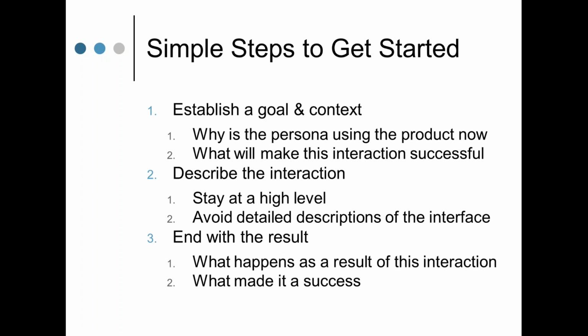So there are some simple steps to get started. The first thing is to establish a goal and context. So why is the persona using your product now? What will make this interaction successful? And even what will make it unsuccessful? Two, you need to describe the interaction. Stay at a high level and avoid detailed descriptions of the interface at this point. Next, you must look at the end result. What happens as a result of this interaction? What made it a success and what made it unsuccessful?